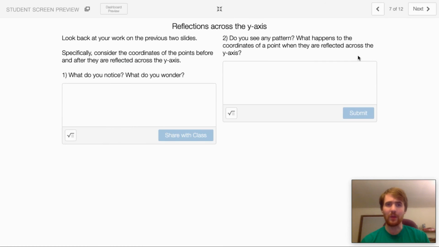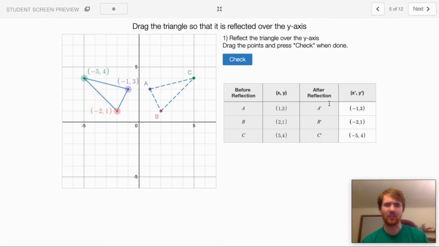Now, ultimately, what we're building towards, and what you'll do on slide 7 if you're working through this, is go back to these 2 slides and look at what patterns do you notice. So we start with point A, it's 1, 3. It gets reflected over the line, it becomes -1, 3. Point B, 2, 1, gets reflected over, it becomes -2, 1. And point C, 5, 4, gets reflected over, it becomes -5, 4. What is the pattern you're seeing there? If you're seeing a pattern and you're making up for class, you should go to slide 7 and actually write down the pattern you see.